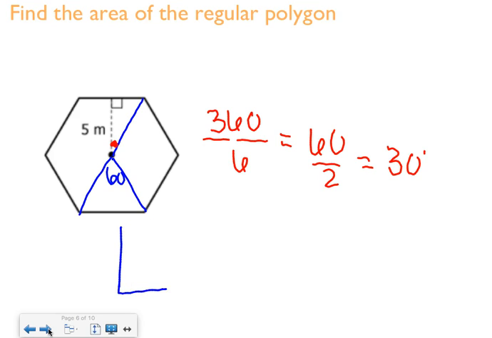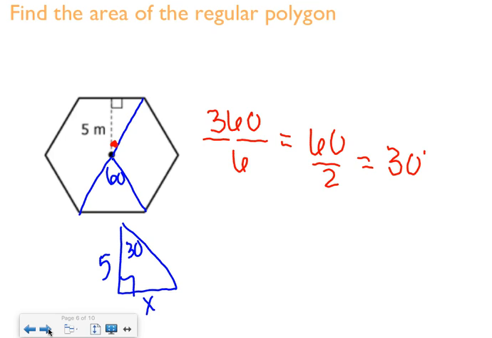Okay, so I'm going to draw this out a little bit bigger here. Okay, how are we going to find x? You could use SOHCAHTOA, but what else could you use? 30, 60, 90, right? So if you know your long is 5, what do you divide by to get your short?